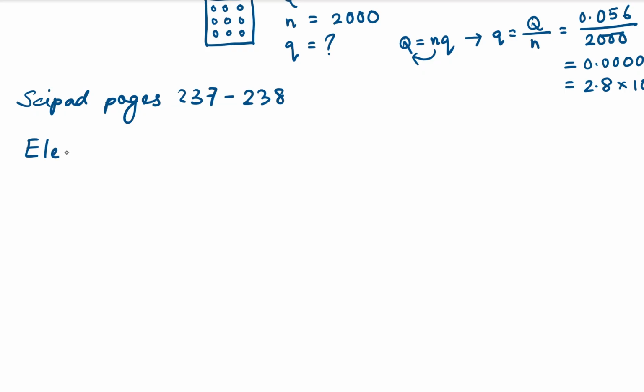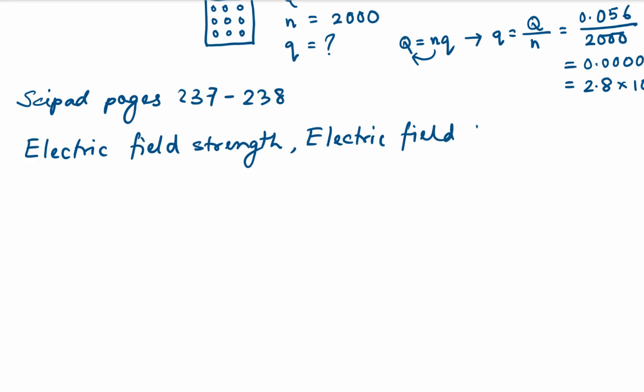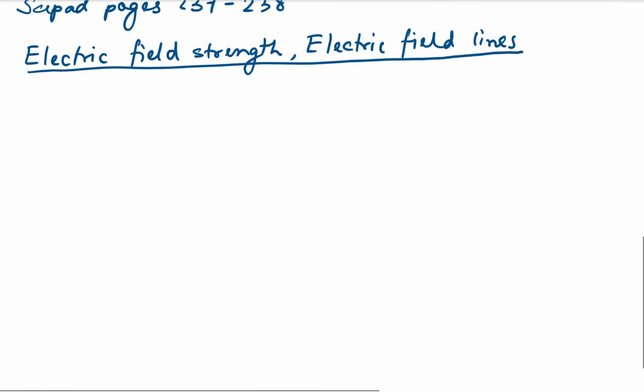Okay, so next what we are going to do is move on to the next topic from the static electricity part, which is electric field strength, sometimes also referred to as electric field, and electric field lines. Okay, so that's the next key topic from static electricity.